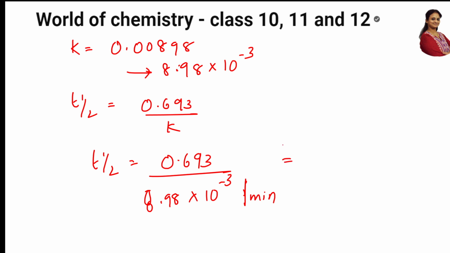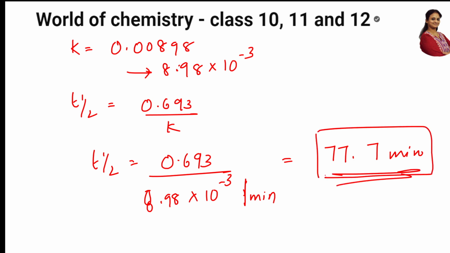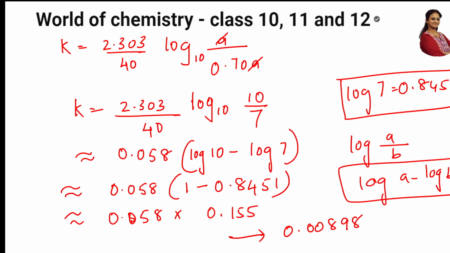So when I calculated, I almost got an answer of 77.7 minutes. So this is the answer which I got. Now simple. What did I do? I just took the value and applied. It will give you directly. You can write and then apply.